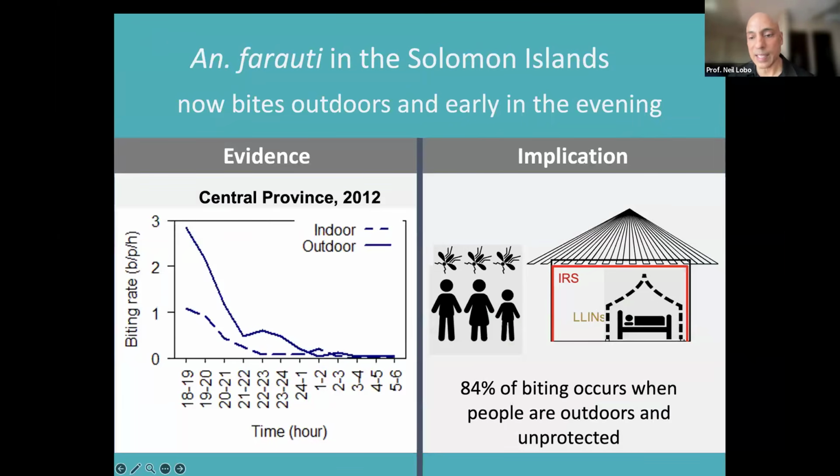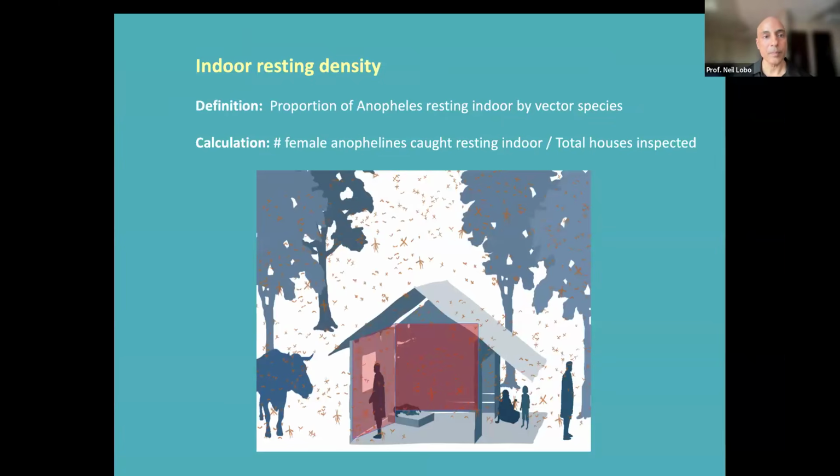And the implication is that indoors, they had IRS in the red line and people were using bed nets. But 84% of the biting was happening when people were outdoors and unprotected. Right? The mosquitoes changed their behavior because of the IRS and bed nets, and were now feeding outdoors. So all this residual transmission was happening outdoors. And it's really important to understand endophagy, these entomological indicators, and exophagy: where and when are mosquitoes biting? And this is an example of it.